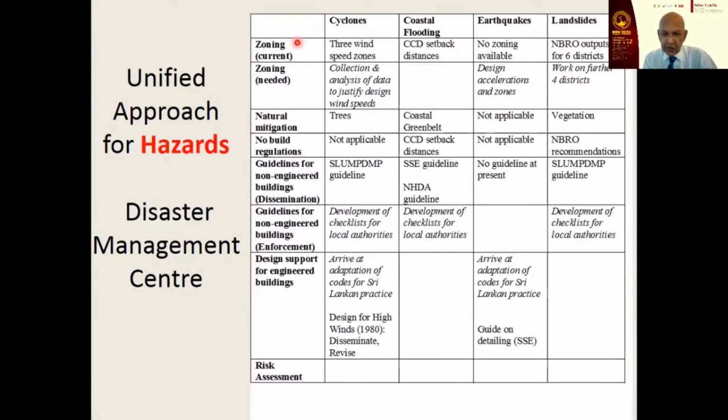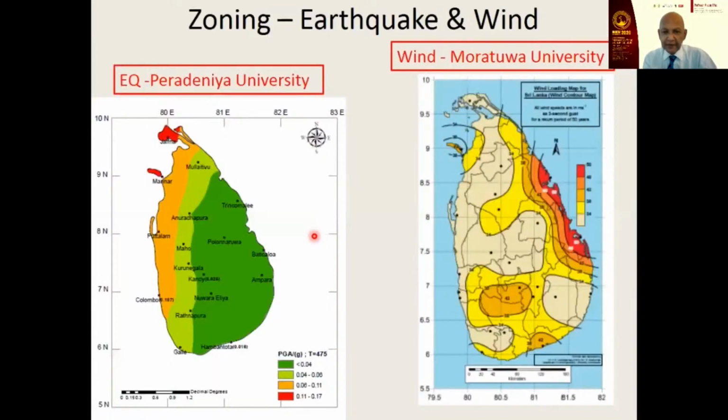For example, you need to have hazard zones. You need to see whether natural mitigation can be utilized. You can see whether no-build regulations have to be imposed. And for each one of them, say for example, you need to see whether proper guidelines for non-engineered buildings have been presented or have been developed.